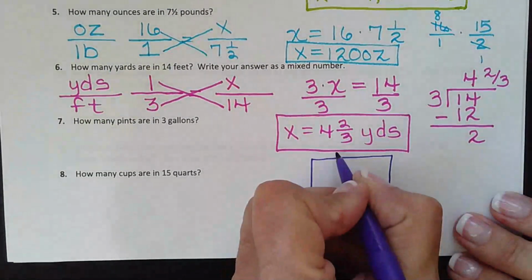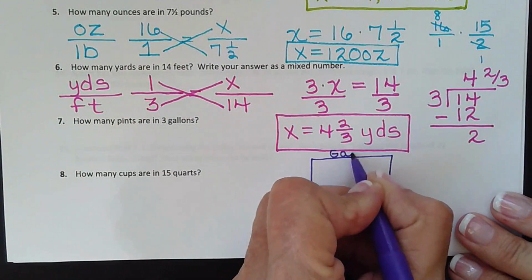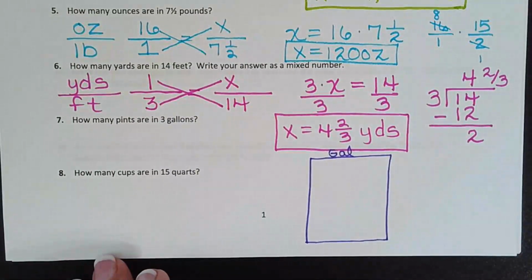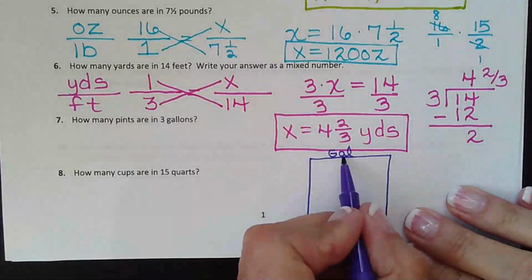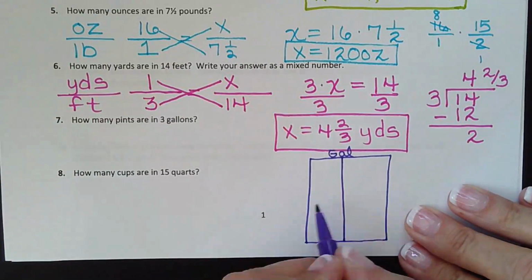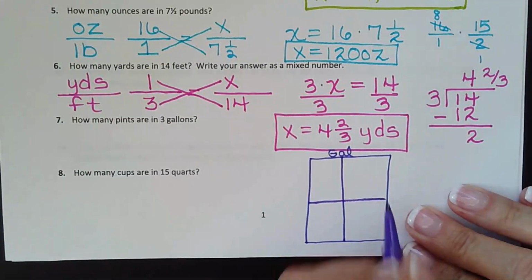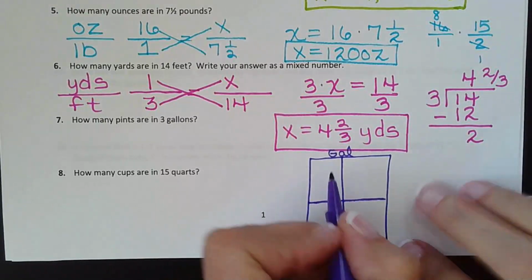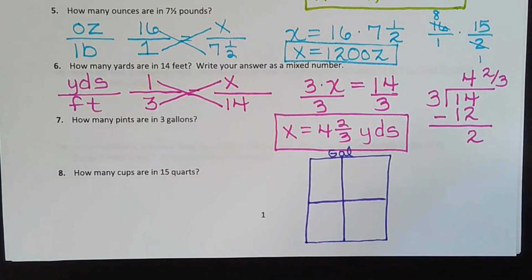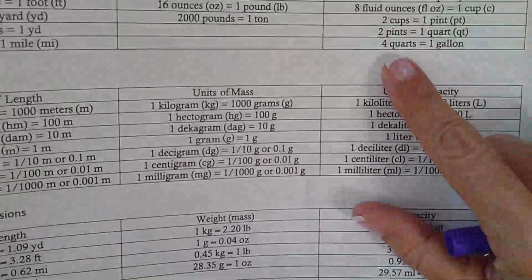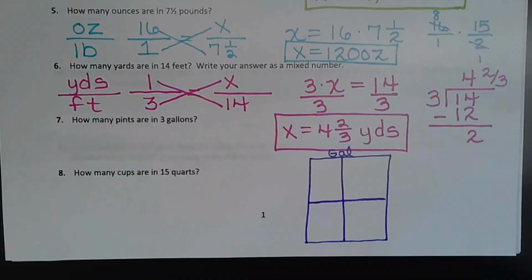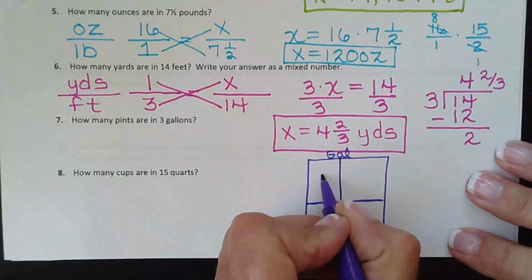So this is a 1 gallon jug. Think of it as a gallon of milk. So we know there's 4 quarts in a gallon. Our formula sheet will tell us that, and I'll just show you, verify it. 4 quarts, 1 gallon. So I divide my gallon into 4 quarts.